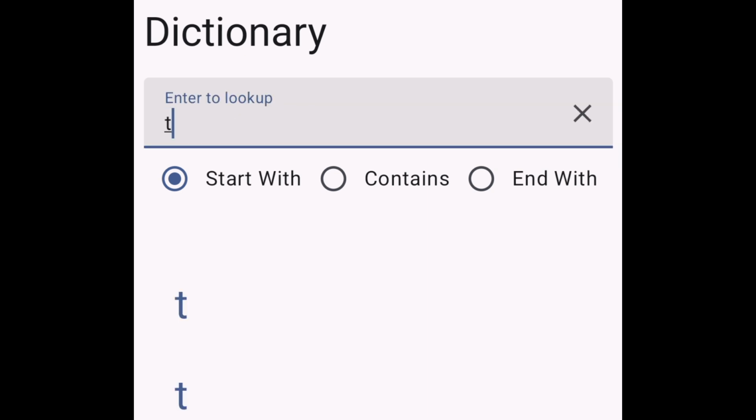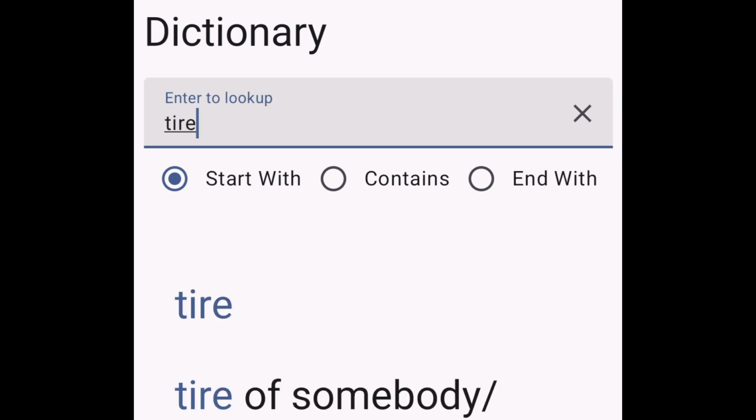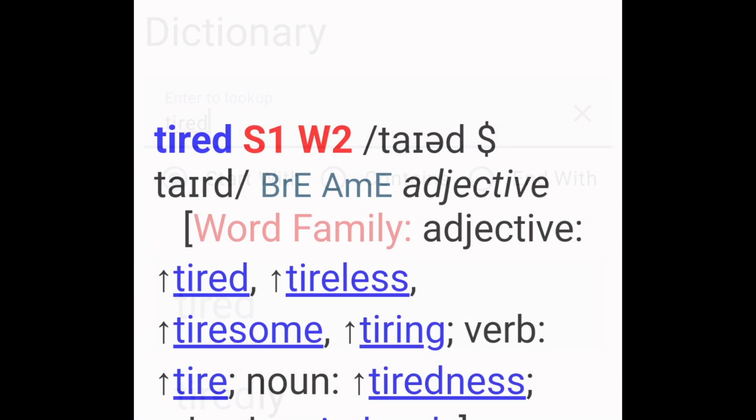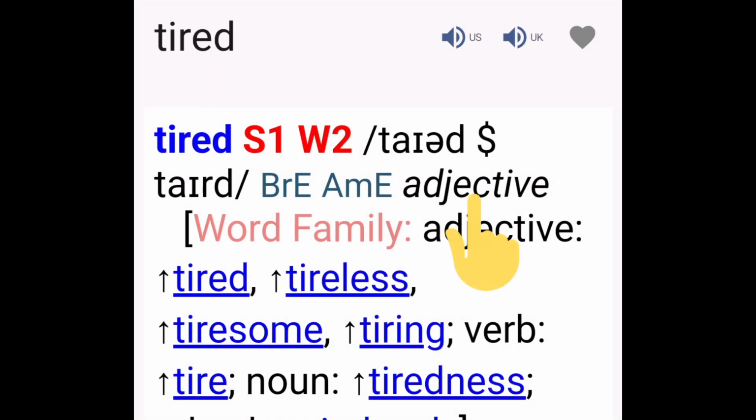For example, let's check the word tired in the dictionary. Before using it in a sentence, I need to know its part of speech. Can I use tired as a verb? No. When I look it up, I see that tired is an adjective. This means I should use it after a to be verb.